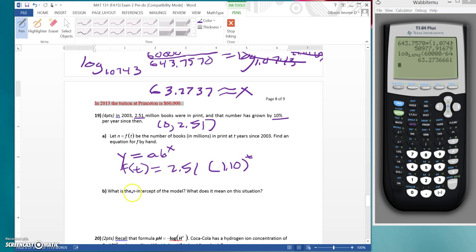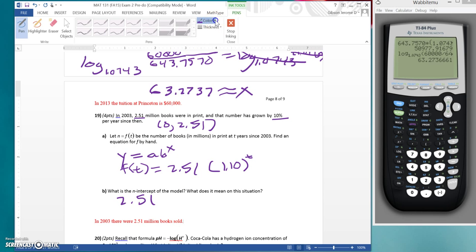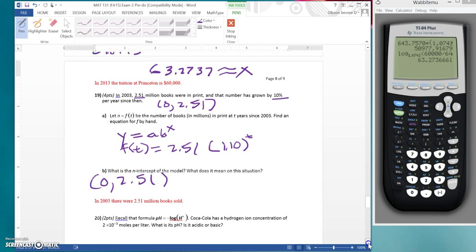Now it says here, what is the n-intercept of the model? What does it mean in this situation? Now the intercept of this is 2.51. And what it means in this situation is, in 2003 there were 2.51 million books in print. Now we can write this as an ordered pair as well, 0, 2.51, to denote the ordered pair.